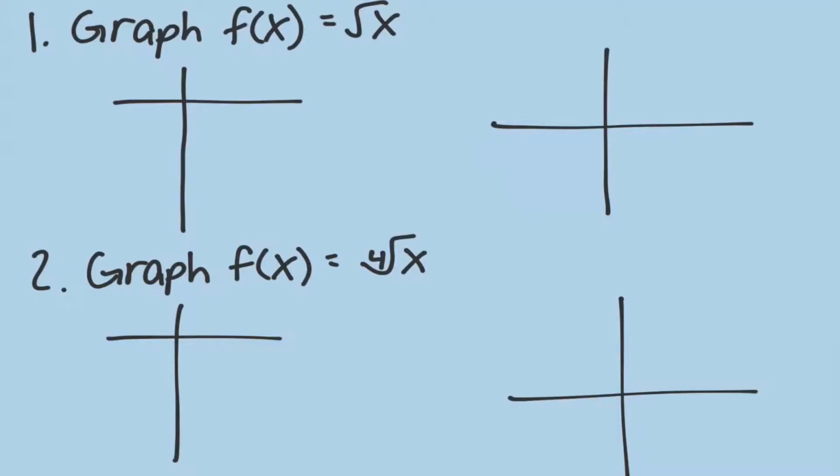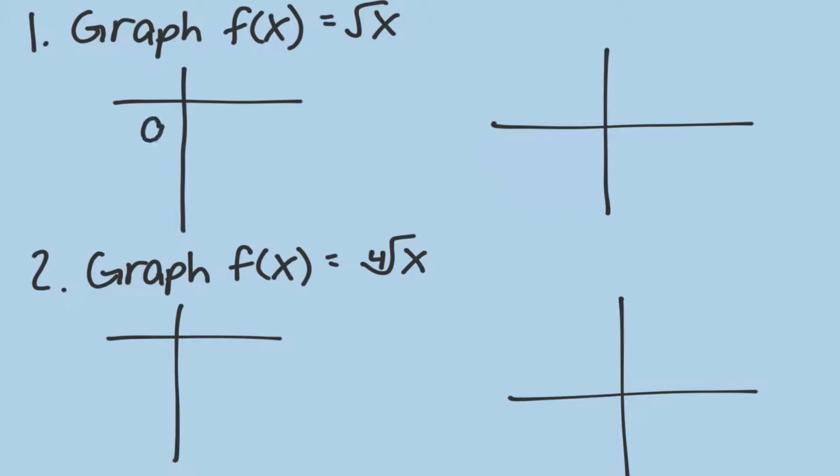We're going to graph some parent radical functions. The first one we want to graph is f of x equals square root of x. So you want to think of numbers that you can square root. We can't square root negatives. For example, -1: nothing times itself will give us -1, but we can square root 0.